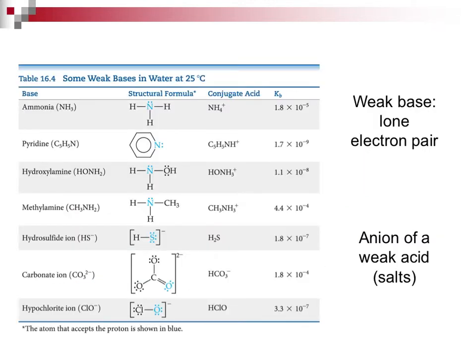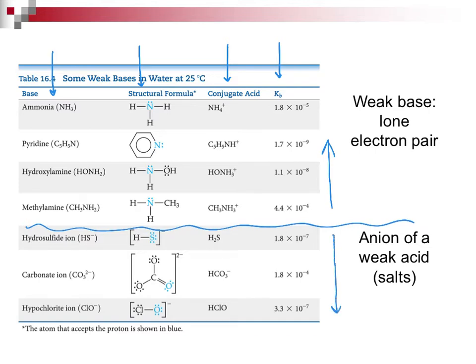All right, in your textbook is a table with the bases and their structural formula. What is their conjugate acid and what is their Kb? There are 2 different kinds. The ones that are above my squiggly line are weak bases. They have lone electron pairs. The ones below the line, they are anions of weak acid salts.